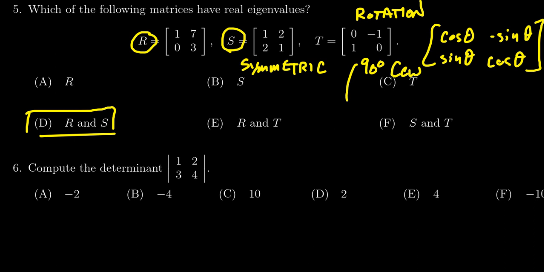But again, this question is intended for us to be able to find the eigenvalues, whether they're real or non-real, without having to calculate the characteristic polynomial. So rotation matrices, nope, not going to help us out here. We can see the eigenvalues from a triangular matrix, and we know the eigenvalues of a symmetric or Hermitian matrix are always real. So D would be the correct response.